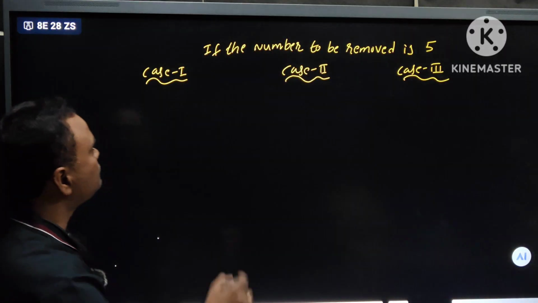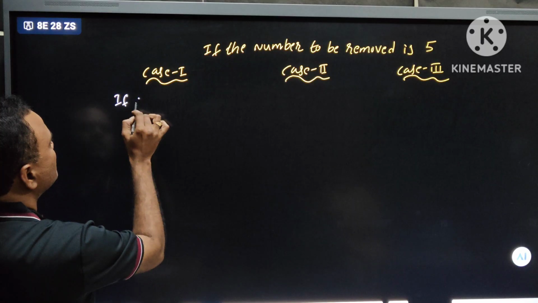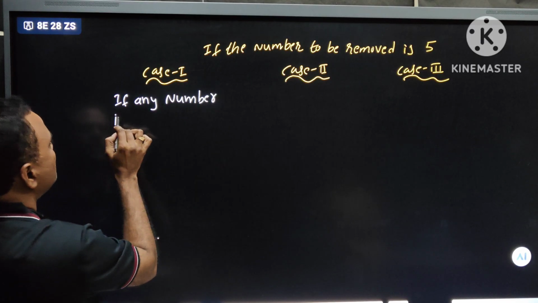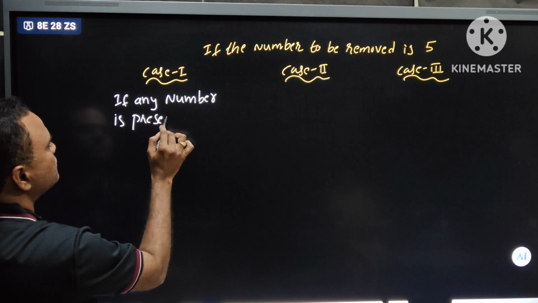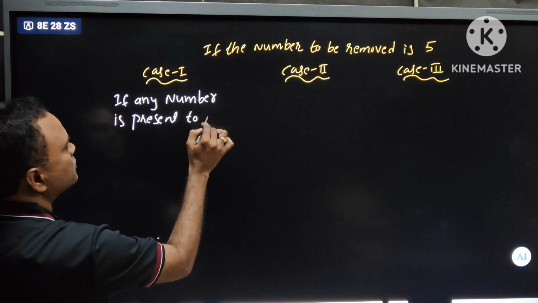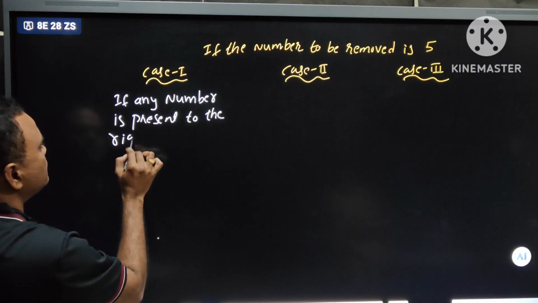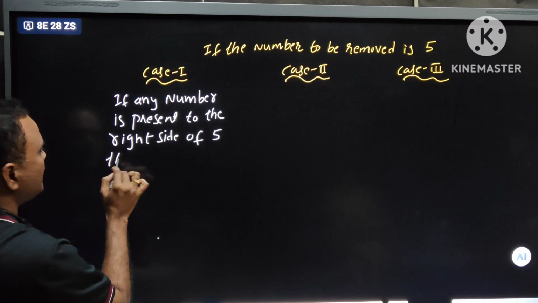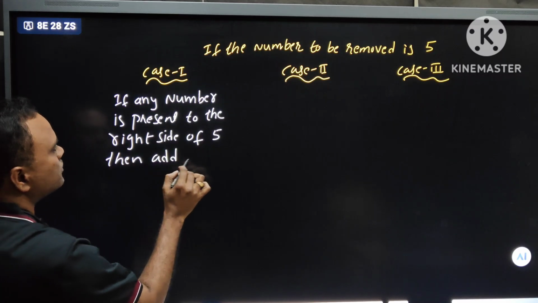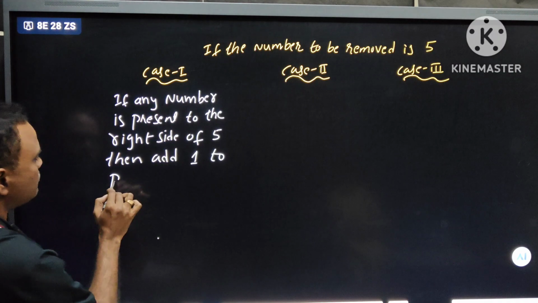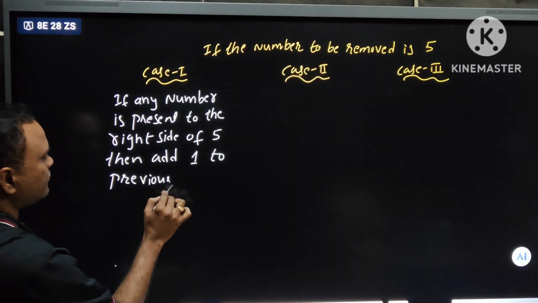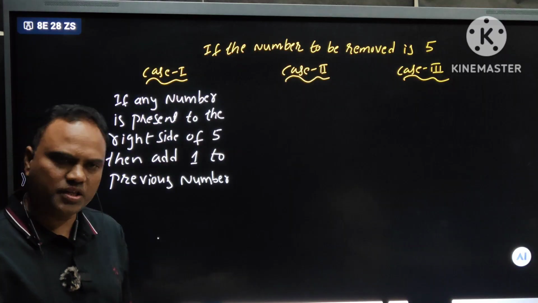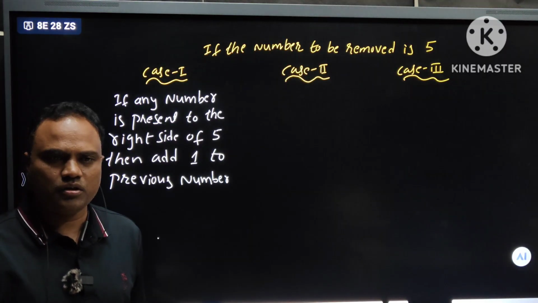First case, if any number is present to the right side of 5, then add 1 to the previous number, whether it is even or odd. If the previous number is even or the previous number is odd, then add 1.